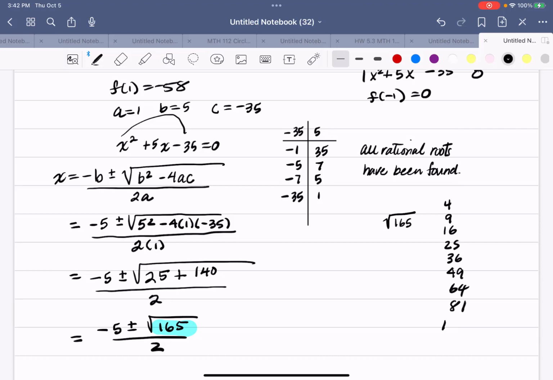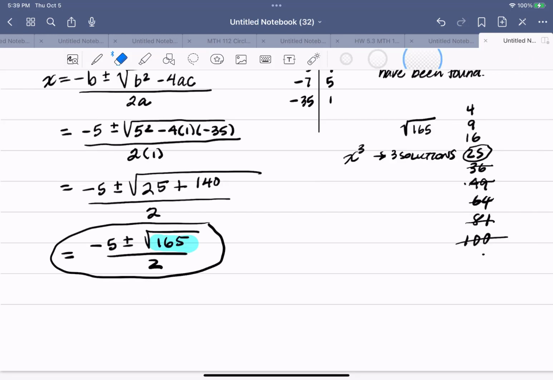I'm just listing them up to 100. Well, 100 is too big. It won't evenly divide into 165. 81, let's see, 81 into 165 is 2 point something, so it's not going to divide evenly. You could try 64 and 49 and 36, but really the only real possibility is this 25 because it ends in a 5. So you'd need to check to make sure that you know for sure none of those go, and since none of those will go, this is our final answer for the other 2 zeros.